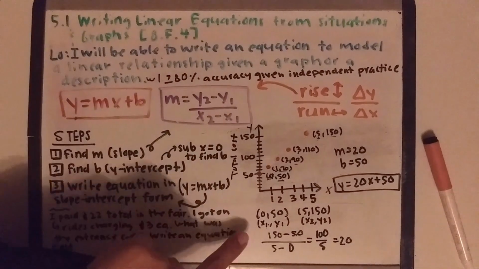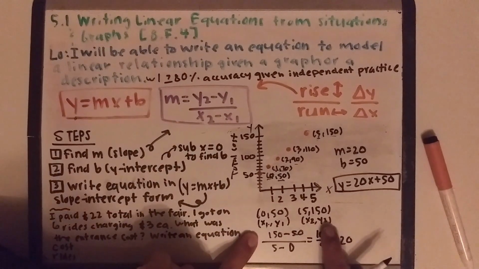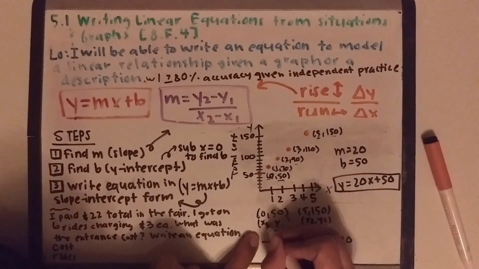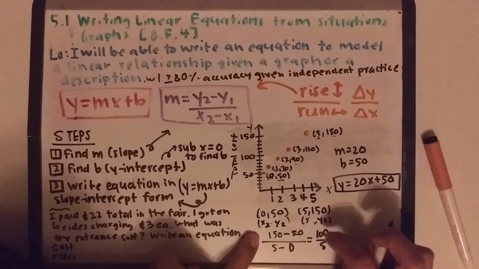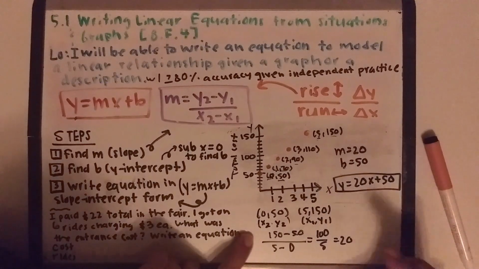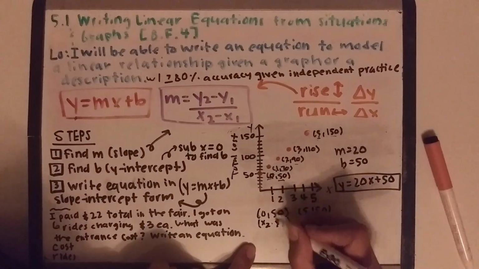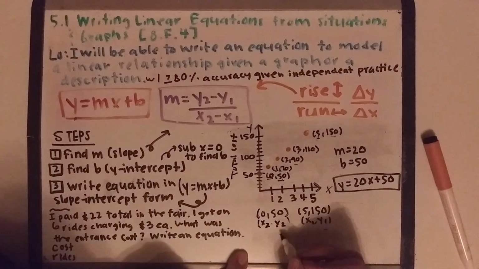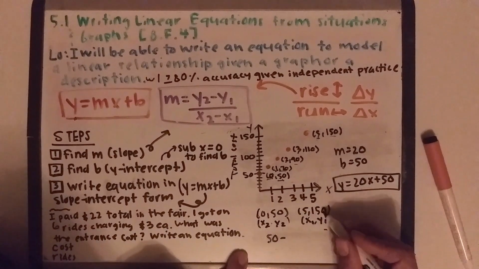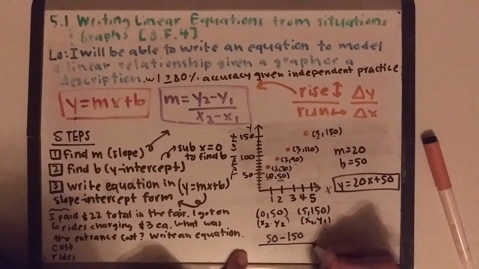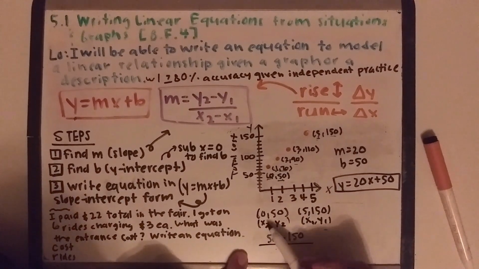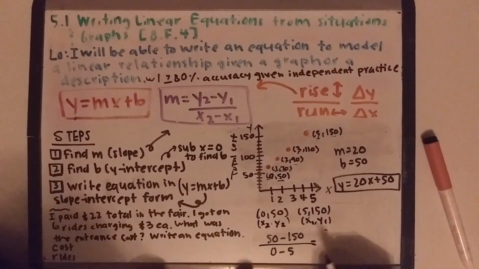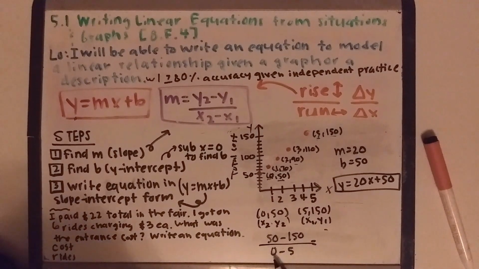Now let me show you how you get the same answer if you decide to label this as your 2 and this as your 1. So my x2 is 50. So my y2 is 50. My y1 is 150. My x2 is 0. And then my x1 is 5. Make sure that you keep them like that. If you change them, you're gonna get it wrong.